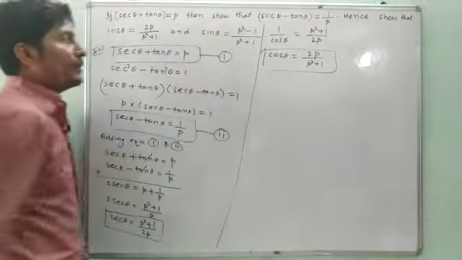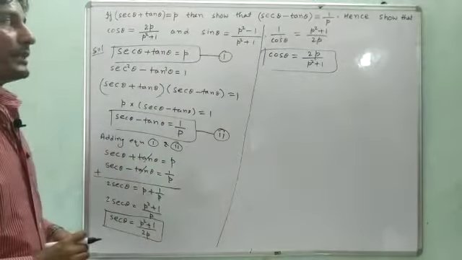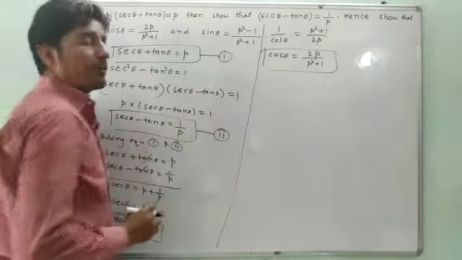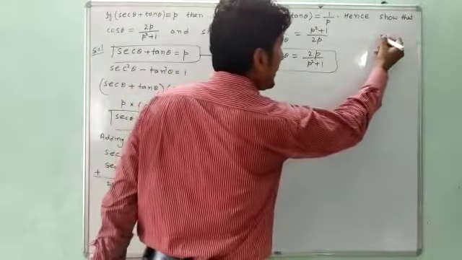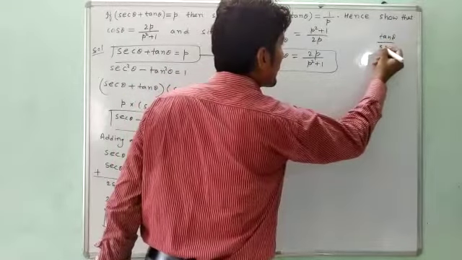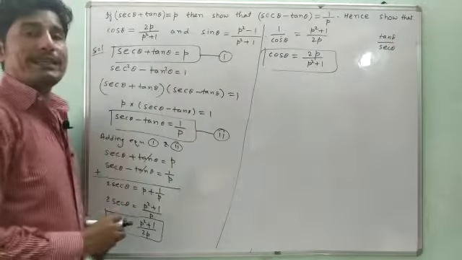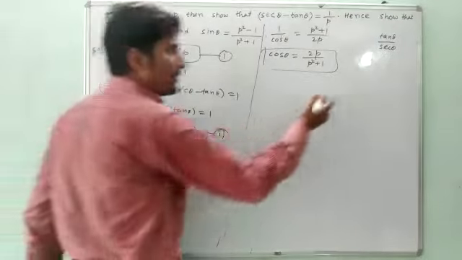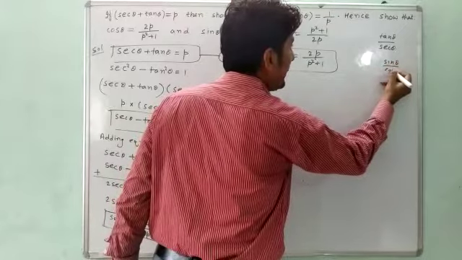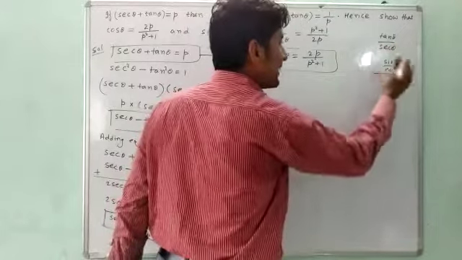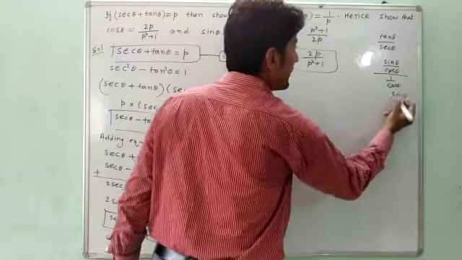Now we have to find the value of sin theta, which is P square minus 1 upon P square plus 1. So let us see how to find it. If we divide the value of tan theta by sec theta, then we can easily get the value of sin theta. As we know, tan theta equals sin theta divided by cos theta, whole divided by sec theta. Sec theta is 1 upon cos theta, cos theta cancels, and finally we will have sin theta.